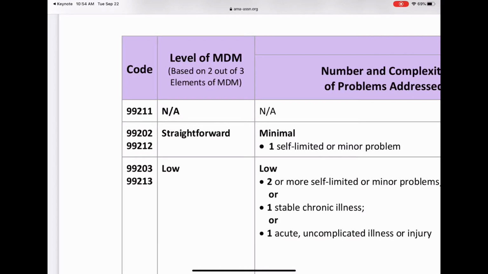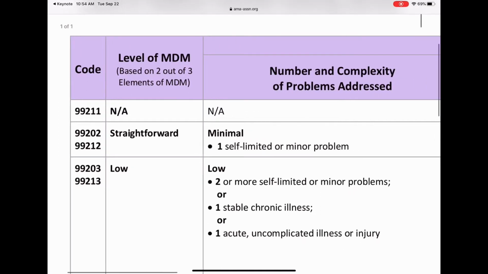And that's good news. Regardless of whether it's a new patient or established patient, it'll be 2 out of 3. Doesn't change. So that's your first 2 columns.